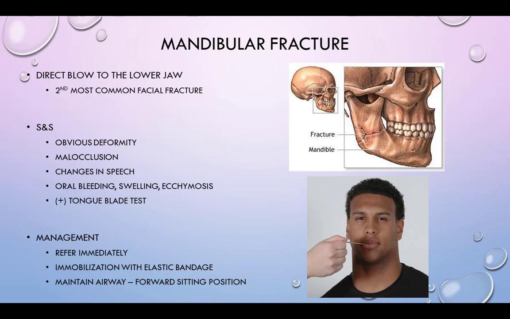The tongue blade test is performed by placing a wooden tongue blade between the teeth and then trying to pry the jaw open. If someone has a mandibular fracture, they are not going to be able to hold the tongue blade between their teeth, or you will easily be able to pry their mouth open. Management should include immediate referral to a physician, immobilization with an elastic bandage, and having the athlete sit forward to maintain the airway. Mandibular fractures most commonly occur when the mouth is moving, so there's also a possibility of a mandibular dislocation at the same time.